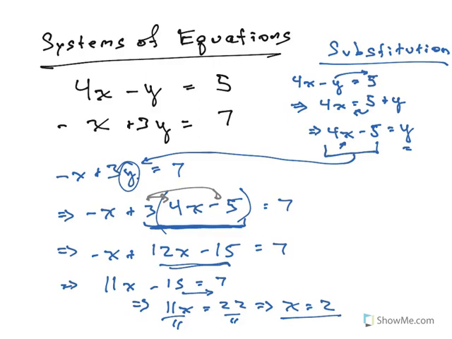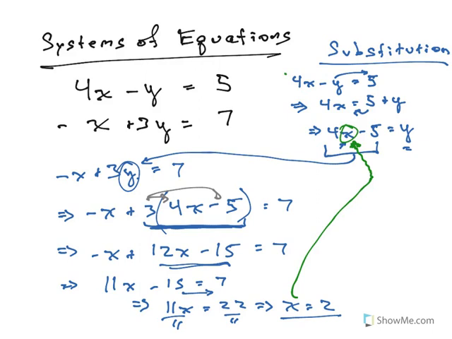I'm halfway done. I have one of my two answers. How do I get the other answer? The last step of substitution says, once you have one of the answers, plug that back into the original to get the first. So here we have an x in the first equation we started with.